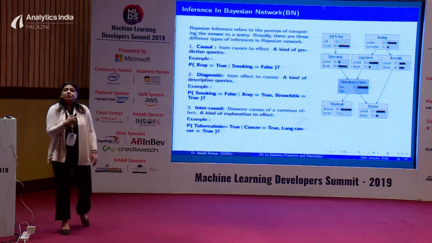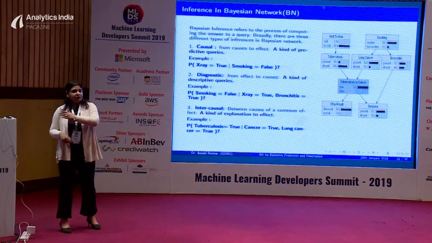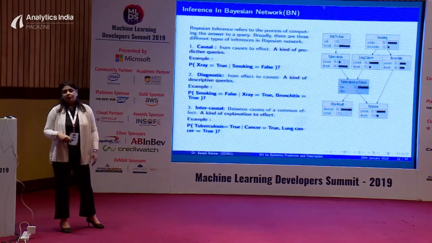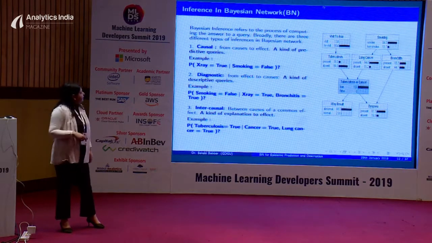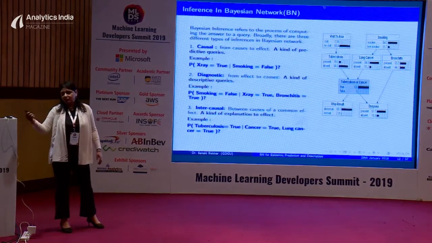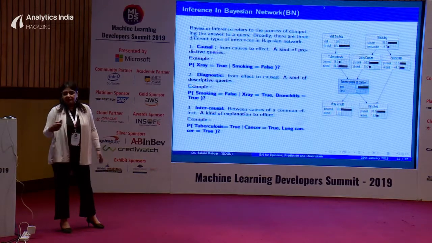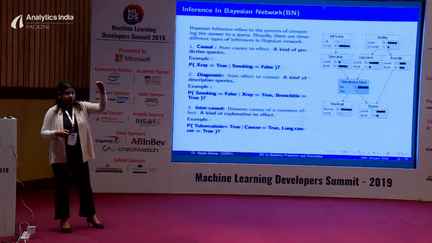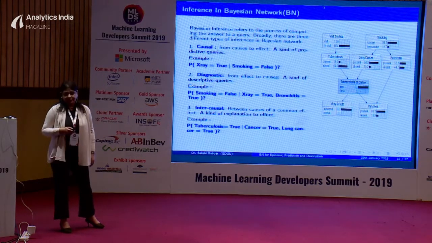So Bayesian network supports three kinds of reasoning. The first is the causal one, which goes in the direction of the arrow. Second is the diagnostic one, which goes against the direction of the arrow. And the third one is intercausal reasoning. As an example, suppose I know that the person doesn't smoke, smoking is false. What is the probability that the X-ray will be true? This is a causal inference because what I'm giving are the causes, following the direction of the arrows, and I'm interested in finding the probability of X-ray.